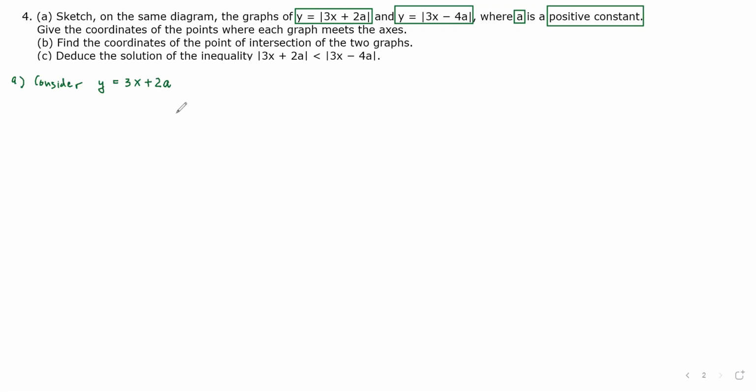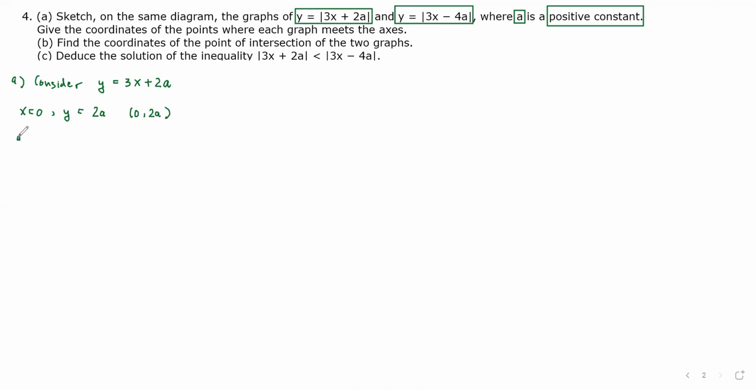Then we need to find the x and y intercepts. It's just a straight line. Once you have 2 points, you can draw a straight line. We let x be 0. When x is 0, y is 2a. So you have a point with coordinates (0, 2a). That gives you the y-intercept.